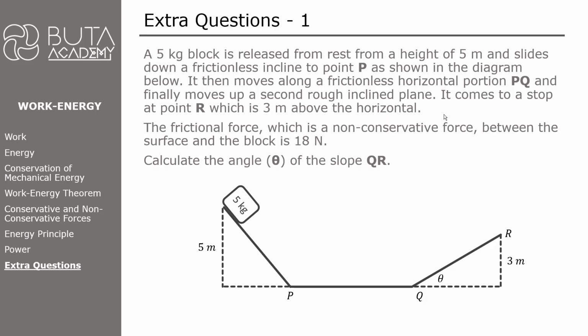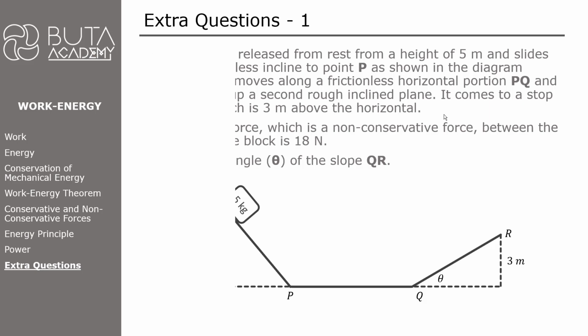A 5 kg block is released from rest from a height of 5 meters and slides down a frictionless incline to point P, as shown in the diagram below. It then moves along a frictionless horizontal portion PQ and finally moves up a second rough inclined plane. It comes to a stop at point R, which is 3 meters above the horizontal. The frictional force, which is a non-conservative force between the surface and the block, is 18 newtons. Calculate the angle theta of the slope QR.